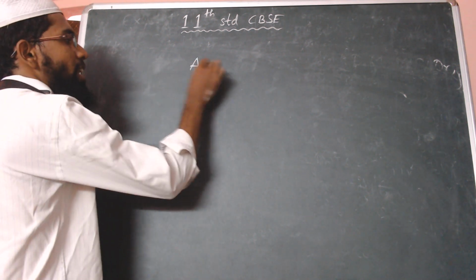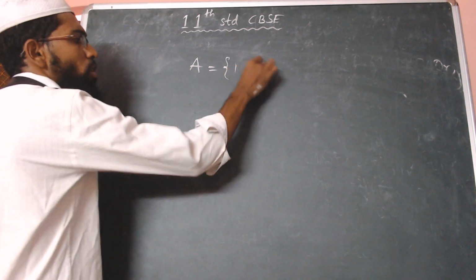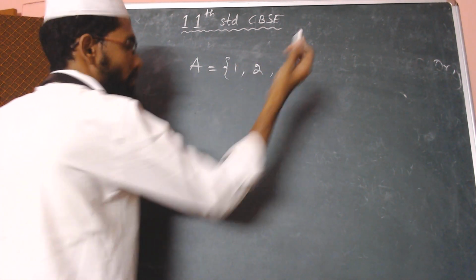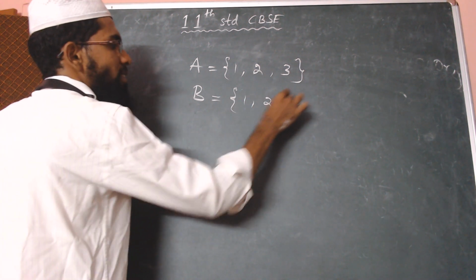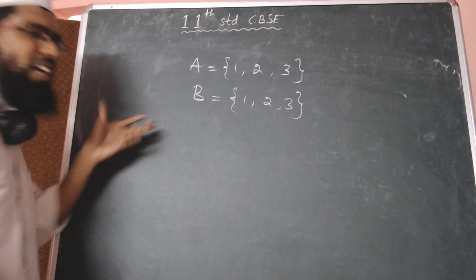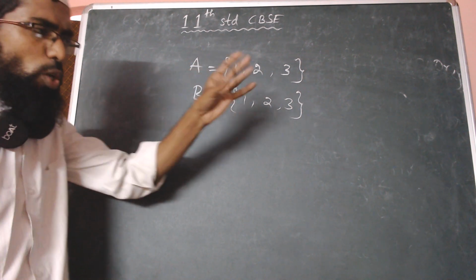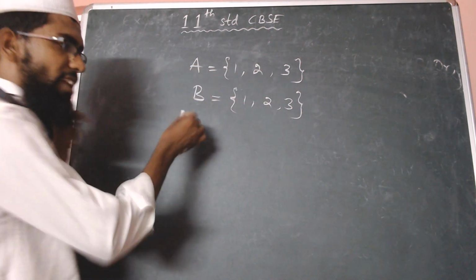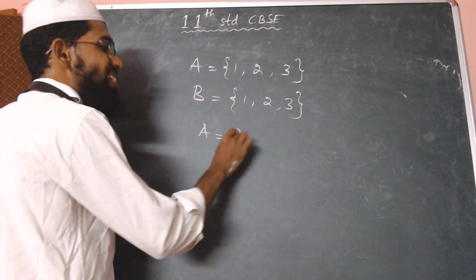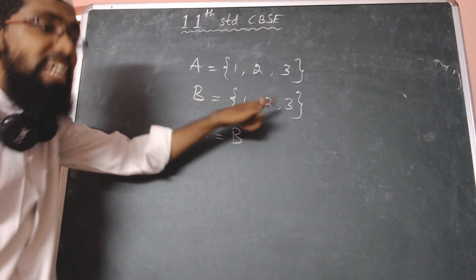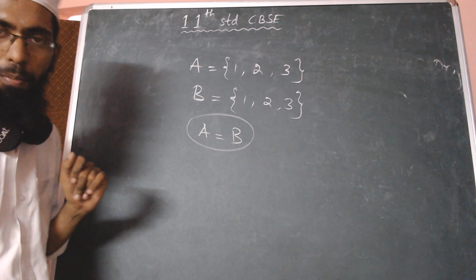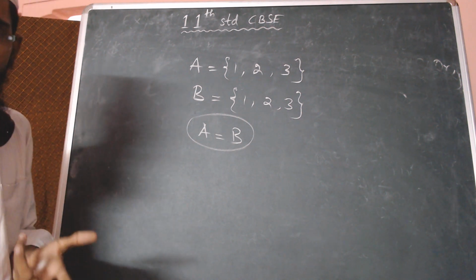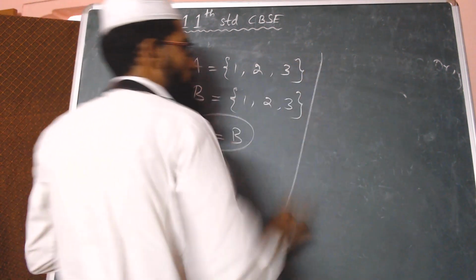Let me take A equal to 1, 2, 3 and B equal to 1, 2, 3. Now we can clearly tell what the elements of A are: 1, 2, 3. The elements of B are also 1, 2, 3. Clearly you can tell that if A and B have the same elements, then I can tell that set A is equal to set B. In order to understand more clearly without any confusion, let me give you one more example.